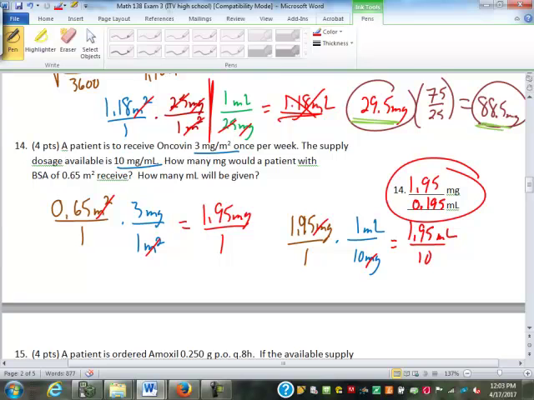Any questions on that one? As a group, we tended to do pretty well getting the first part. For some reason, the second part, converting to milliliters, several people had that incorrect.